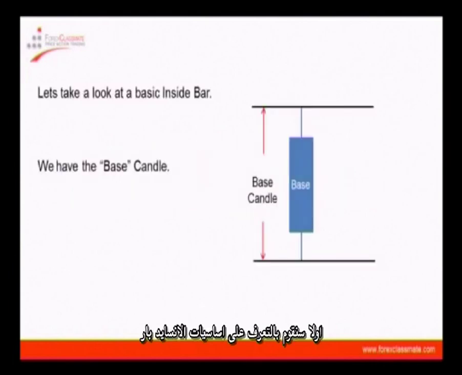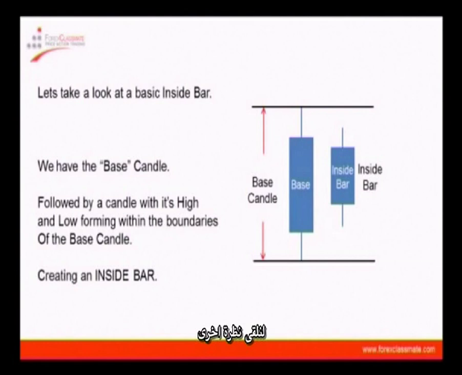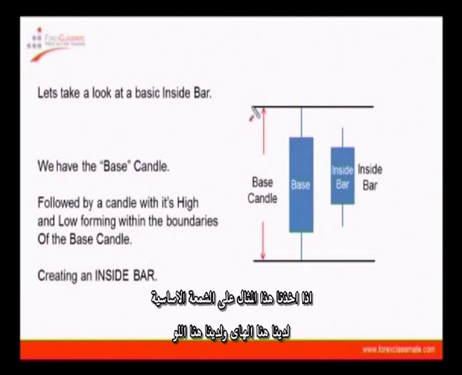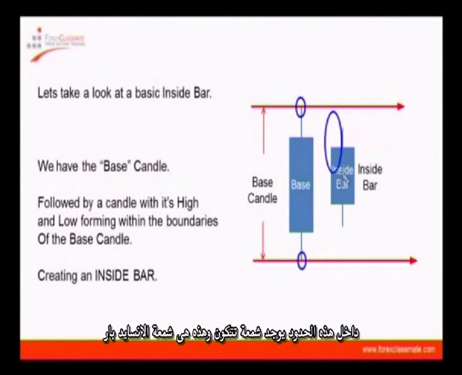The first thing we're going to do then is take a look at a basic inside bar. What we have here is the base candle. Now this is followed by a candle with its high and low forming within the boundaries of the base candle. So just let me go over that once more. If we take a look at this example then, we've got the base candle, this is your high. We take a look here, this is your low. So these are your boundaries, from your high to your low, the boundary of the base candle. And then inside of that boundary we get a candle forming, and this is your basic inside bar.